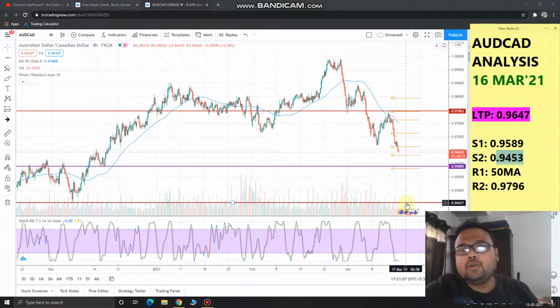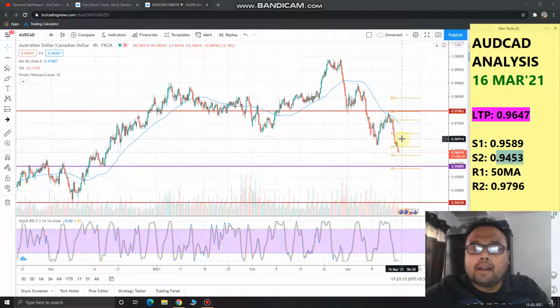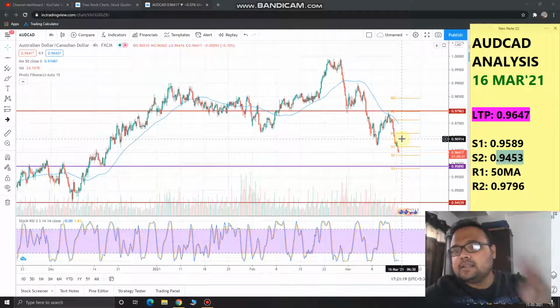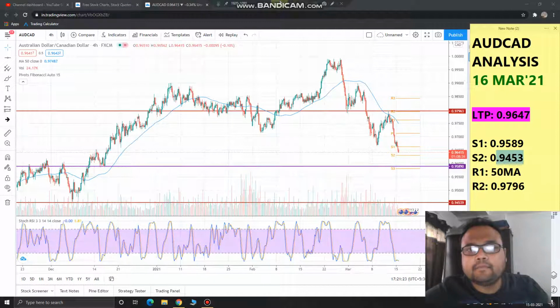We should be only looking for selling opportunities in this market, and we will only be getting selling opportunities when market goes to the resistance and gets price rejection from above or gets a reversal sign. Secondly, wait for the stochastic RSI, which is in oversold zone right now. Just look at the stochastic RSI when it will be in the overbought territory.